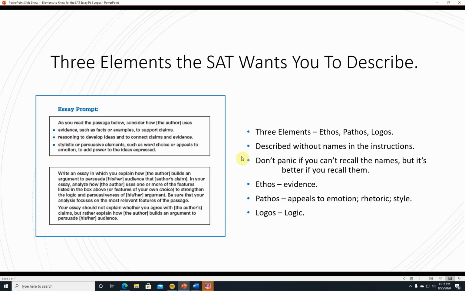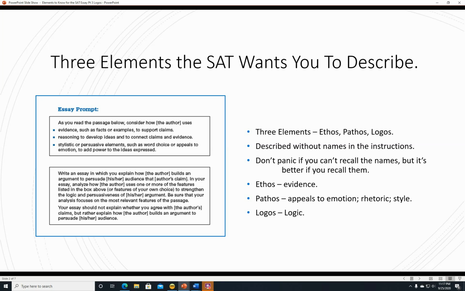Logos is logic, so you can either just list it as ethos, logos, pathos, and explain what they are. You should put that in your essay: that ethos is evidence, pathos is appeals to emotion, logos is logic. Again, the grader of your writing is not going to give you credit for knowing what ethos, pathos, and logos are unless you actually define those terms for them. They're going to assume that you don't know anything until you prove that you know something.